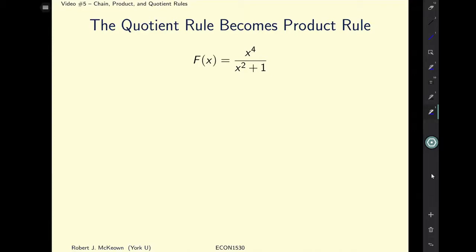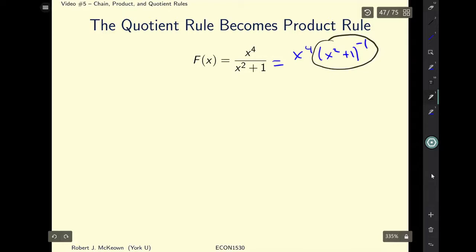We've got x to the power of 4 divided by x squared plus 1. I can rewrite this as x to the 4, x squared plus 1 to the power of negative 1. And now I've got a product. And I can apply the product rule. Of course, as I hinted at in an earlier video, I'm also going to have to use the chain rule when I take the derivative of that factor.